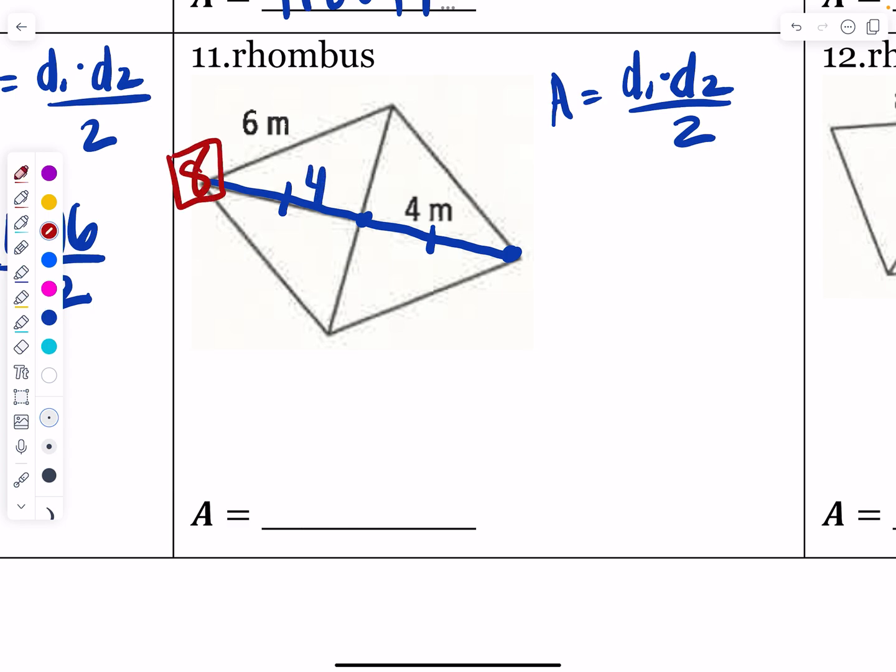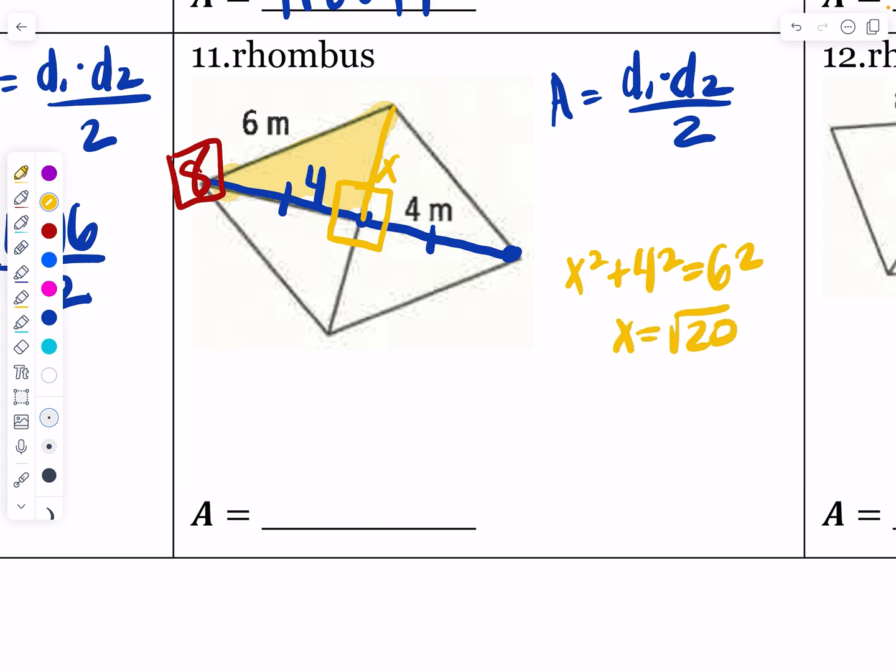Tricky thing here is we don't have this piece, but I do know that the diagonals are perpendicular, so I can use this right triangle that is on top of this shape to solve for x, which is going to be on both sides. And so I can use the Pythagorean theorem, which is going to say that x squared plus 4 squared equals 6 squared. So x squared is going to be equal to 6 squared minus 4 squared. That gives me the square root of 20 for both of these little pieces, root 20, and this one's also going to be root 20.